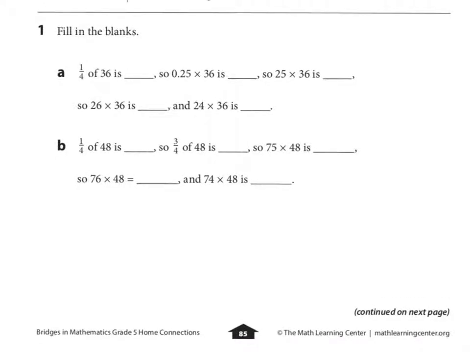We're talking 1/4 of 36. So here we're thinking 36 divided by 4, that is 8. So 25 hundredths times 36. So I know that 25 hundredths is the same as 1/4. Those are equivalent to one another. To even show my thinking, I'm going to say 1/4 equals 25 hundredths.